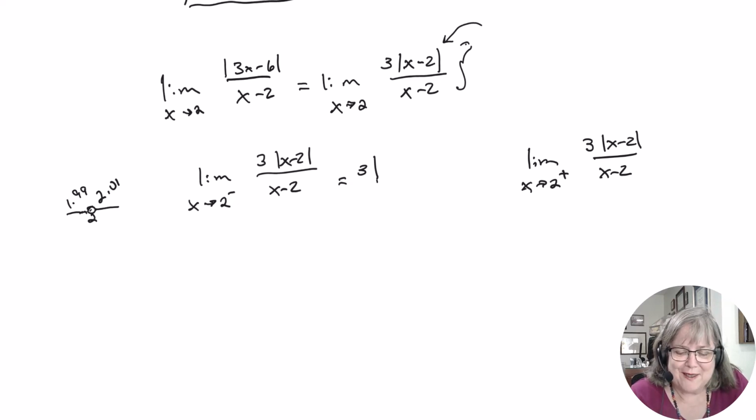Okay, so then you'd have 3 times 1.99 minus 2 over 1.99 minus 2.